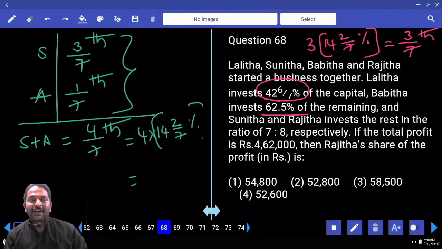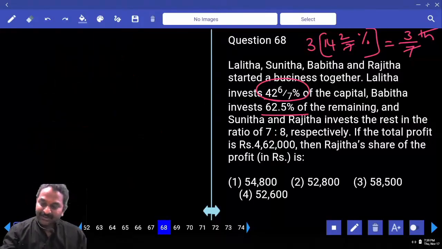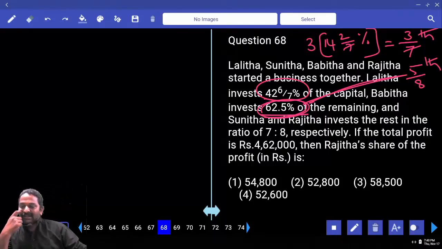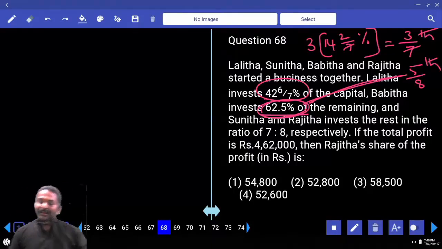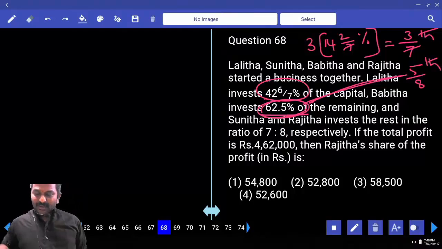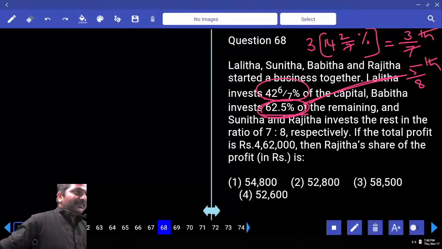Babita, 62.5%. You can convert that. 5/8. Correct. And the remaining, Sunita and Rajita invest the rest in the ratio 7:8. If the total profit is 4,62,000, then Rajita's share of the profit is? Right. So now we can see two fractions are already there.